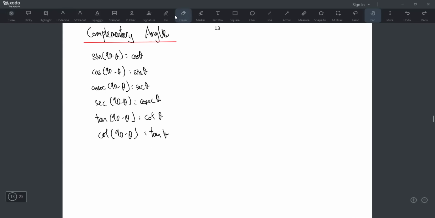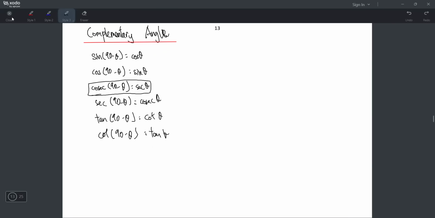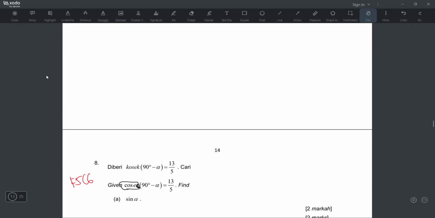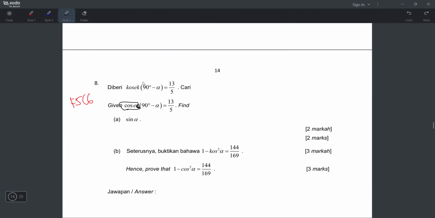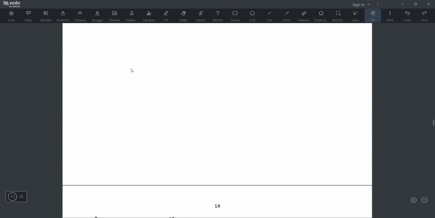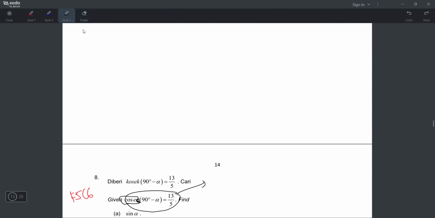In this question, they give cosec 90 minus theta, but they write alpha. They write cosec 90 minus alpha. So I can change it to sec alpha. It means this information is sec alpha. So sec alpha equals 13/5. I'll write it here.